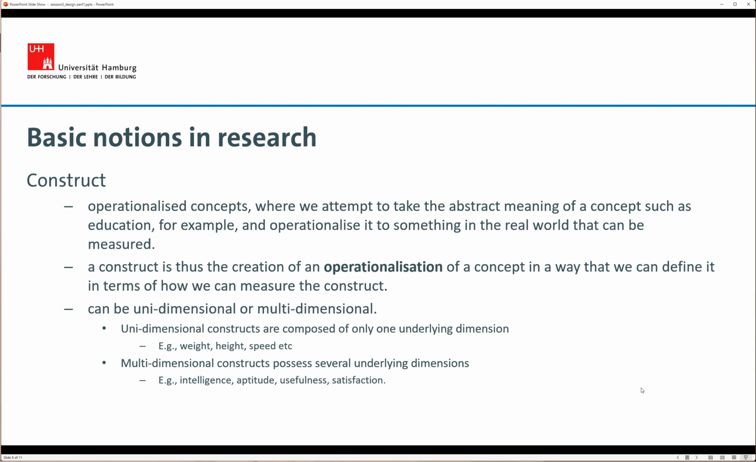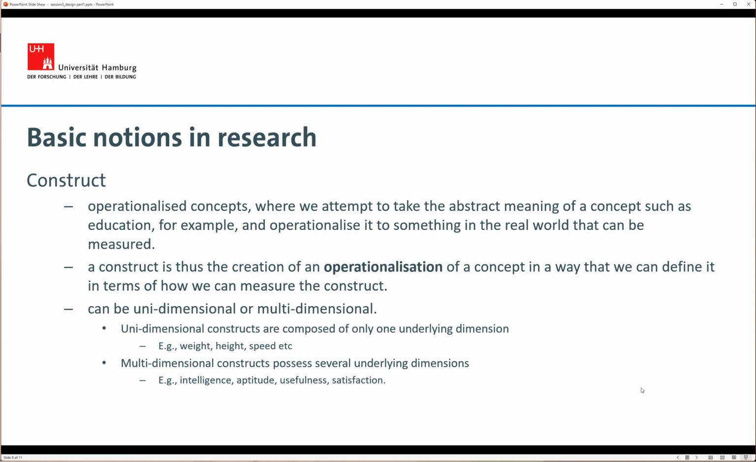What I can measure, however, is, for example, your scores in high school exams. I can give you a GPA, a grade point average in your bachelor degree, and I can make that comparable, right? So GPA would be a construct to measure a concept such as level of education. Yeah. So a construct is the creation of an operationalization of a concept in a way that we can define it in terms of how we can measure it.